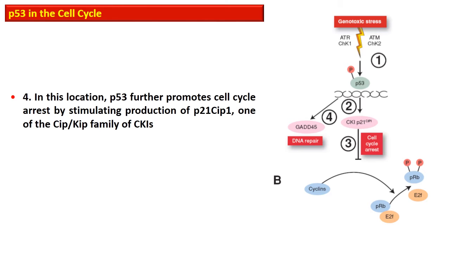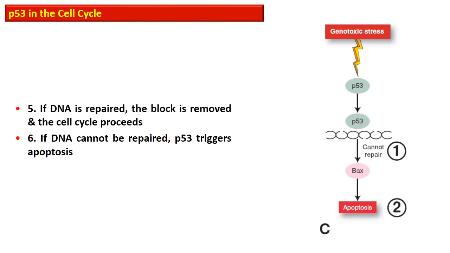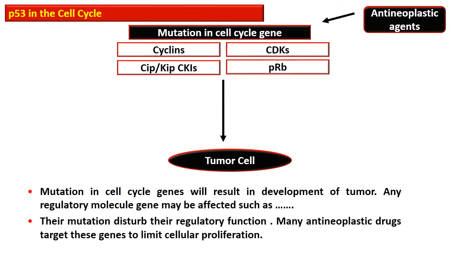Simultaneously, this P53 also activates GADD45, which is responsible for the DNA repair. If DNA is repaired, the block is removed and the cell cycle proceeds. And if the process fails to repair the DNA, the BAX is activated and this leads to apoptosis.